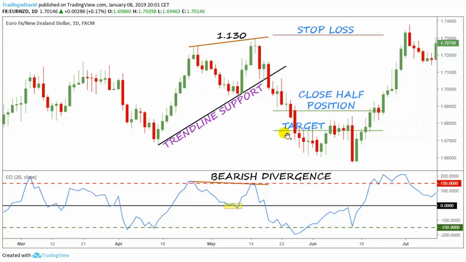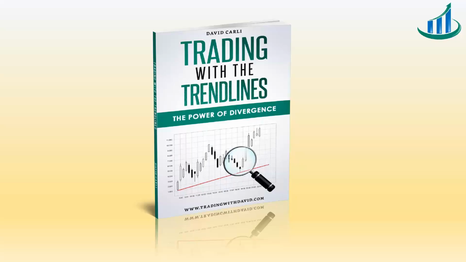And finally, you can see, always on the Euro New Zealand dollar daily chart, a bearish divergence with all the parameters. That's the strategy. It's much simpler than it looks. You just need a little practice.